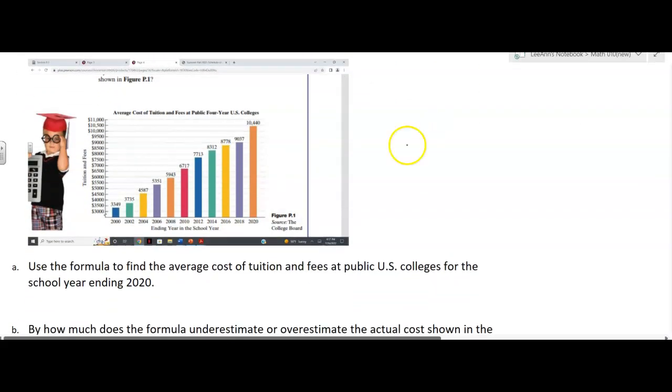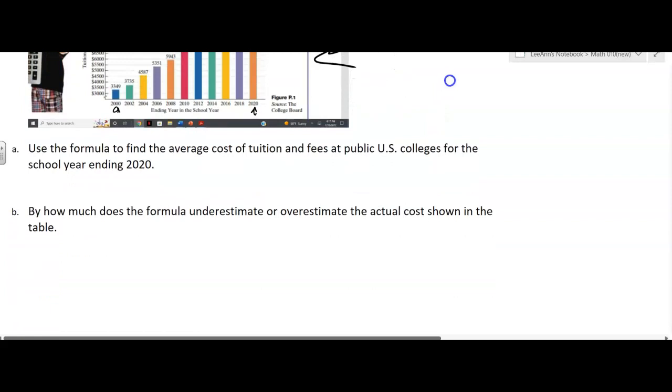Okay. And then they give us this table, this picture here. This is in your textbook, so you can find it. And so it says in 2000, tuition was like $3,349. And then in 2020, $10,440. Okay, so it's gone up a bit. Now, we have to be really careful with how the questions come. It says use the formula. See how it says formula? That means we want that T formula.